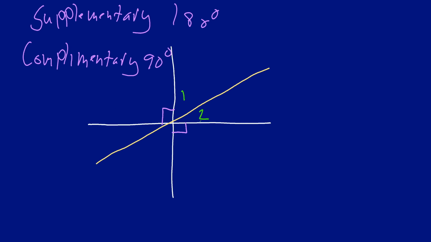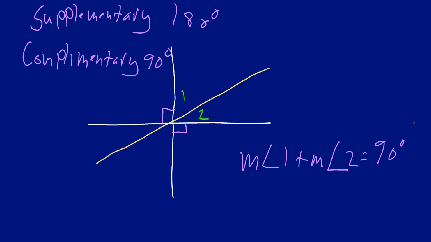So you can see right here in this graph, I don't have any measurements, but you know that angle 1 and angle 2 are going to add up to 90 degrees because this is a nice right angle right here. So this is an example of a complementary angle in this particular example. No matter what their measure is, the measure of angle 1 plus the measure of angle 2 is going to add up to 90 degrees. And that's how this works.